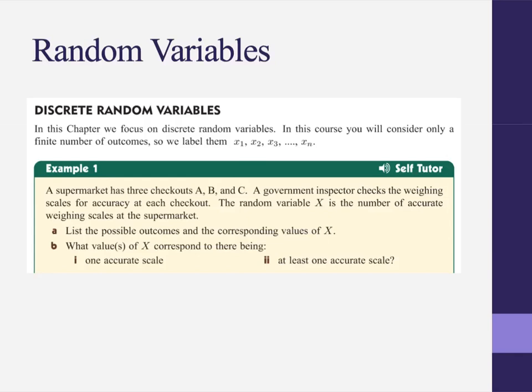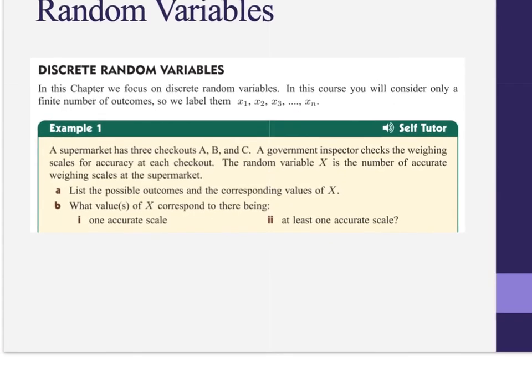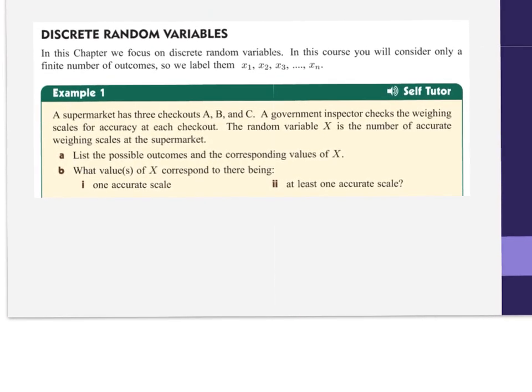So a supermarket has 3 checkouts, A, B, and C. A government inspector checks the weighing scales for accuracy at each checkout. The random variable X is the number of accurate weighing scales at the supermarket. In part A, list the possible outcomes and the corresponding values of X. And part B, what values of X correspond to there being one accurate scale and at least one accurate scale. So I'm just going to move this up a little bit so we've got some room.